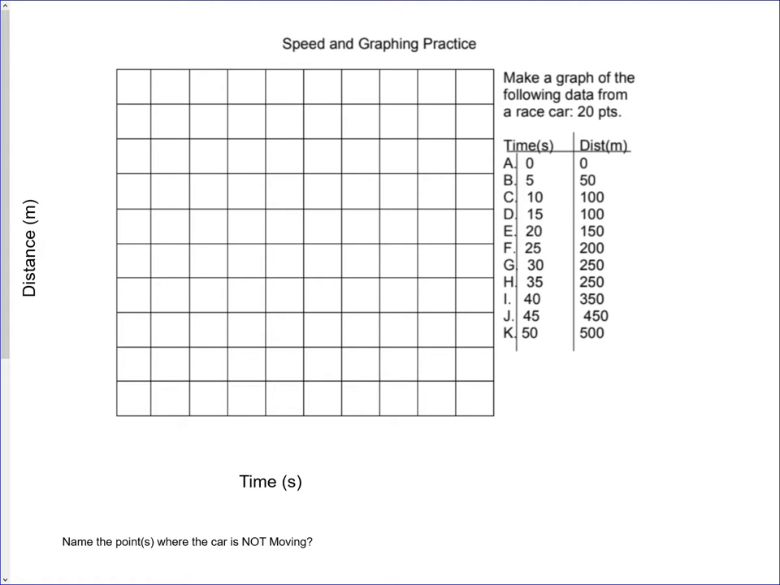All right, so if we take a look at this, this is speed and graphing practice, right? It says make a graph of the following data from a race car. Okay, so if we take a look here, we have times listed and we have distance listed. Okay, so if we take a look at our graph, we have time, which is going to be on the x-axis, just as a refresher, right? This is always going to be the x-axis, and up here is going to be the y-axis. Okay, just a quick review of the different axes that are involved in graphing.